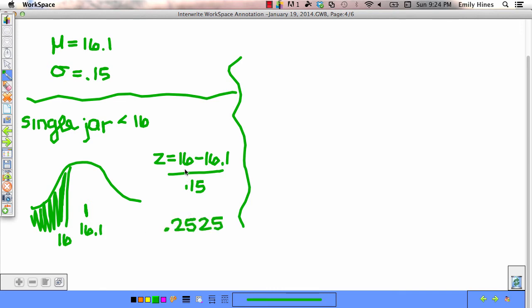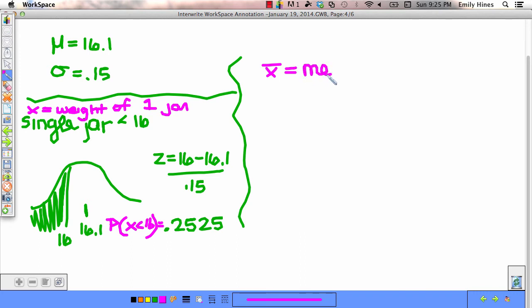Okay? I should have defined a variable up here, and I didn't. Let's let x be the weight of one jar. So this is the probability that x is less than 16, and it's about 25%, based on my z-score and my formula, or my picture here. Okay, let's let x bar be the mean weight of 10 randomly selected jars. And let's see how this is different.